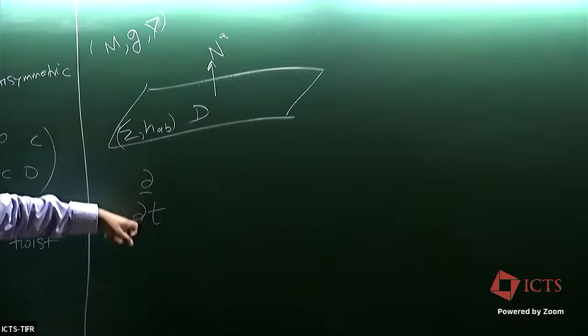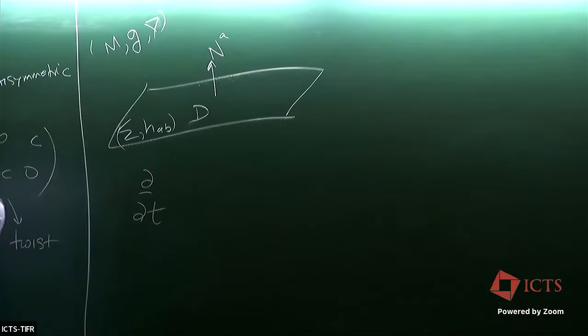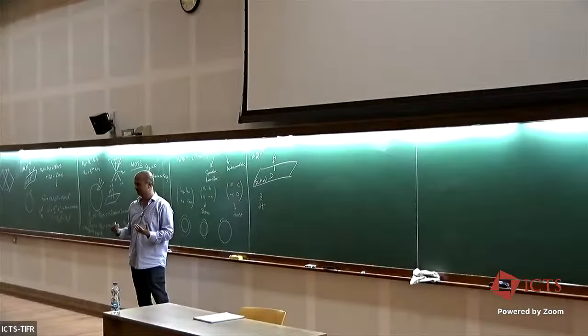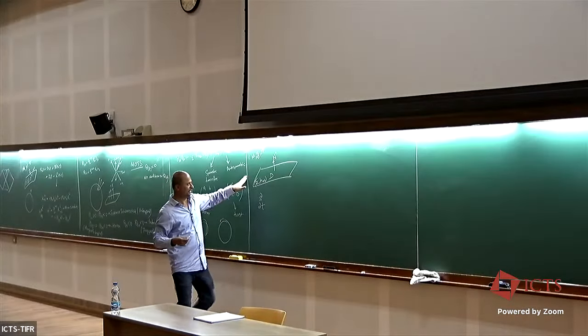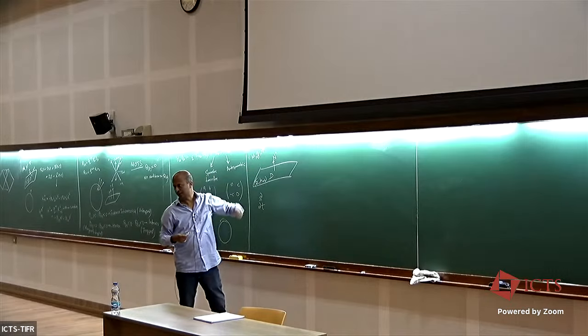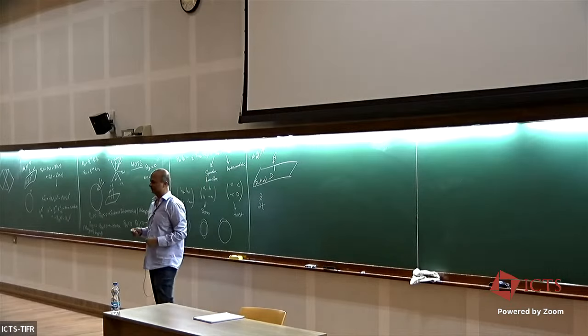Because what does d by dt mean? It means I move along time, keeping all the other coordinates fixed. So I cannot even talk of this vector unless I introduce the other coordinates. What is being kept fixed? I'm keeping fixed the spatial coordinates. I'm moving along the time-like direction at a fixed spatial position.